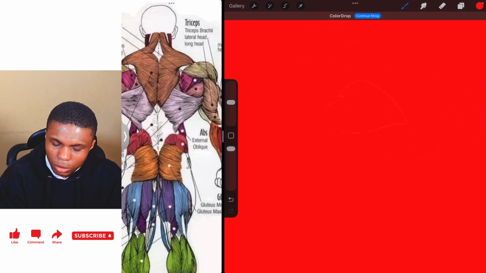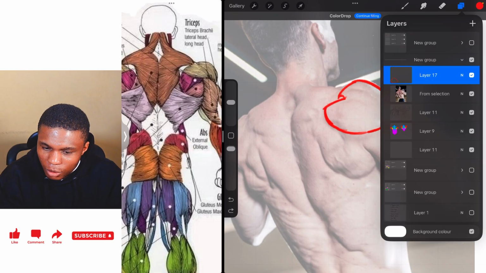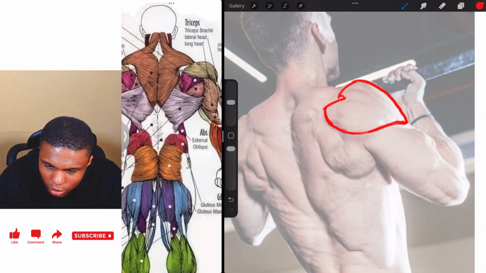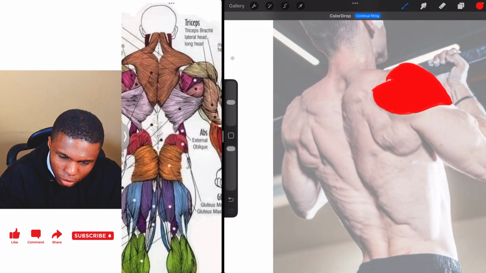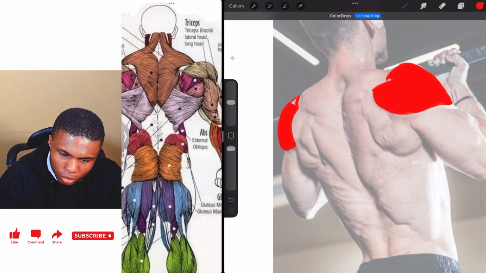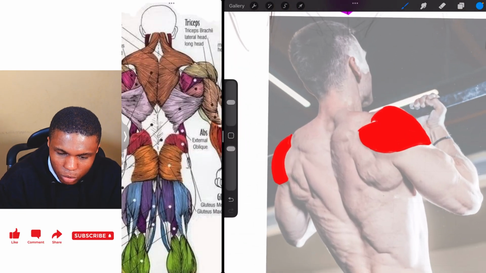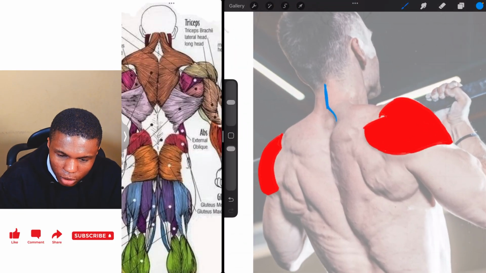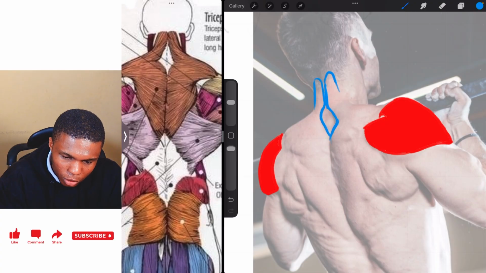Alright, why isn't it filling? Okay. So we have our deltoid over here, on this guy, like this. This is our deltoid. The next muscle is our traps, in blue. The traps come from the neck over here like this. As you can see, it has that diamond shape. It comes from over here like this.